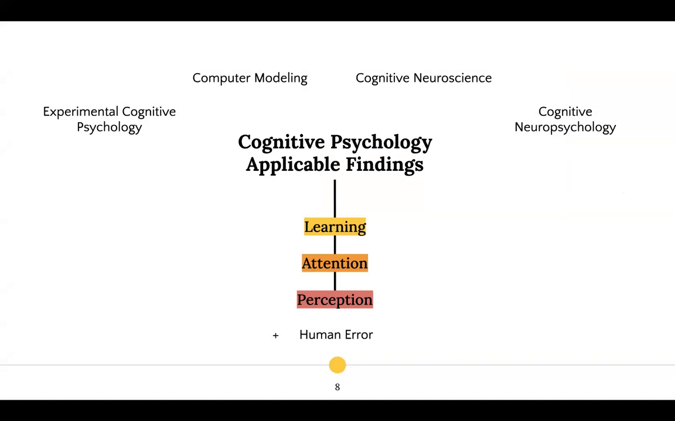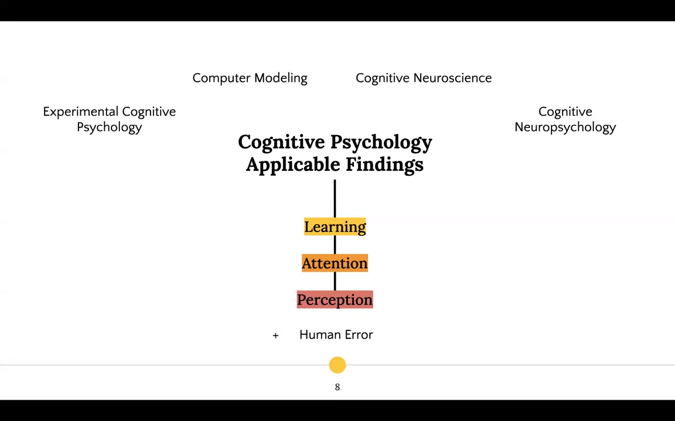And cognitive neuroscience, which tries to understand how the brain works from a neurological point of view. And then cognitive neuropsychology, which explores abnormal or injured human brains to see what kind of effects they produce. Yeah, that one kind of sounds scary, but it's one of the four. So using these different paths of investigation, we came up with these cognitive psychology applicable findings. These are the applicable findings for different designs or design patterns that I'm going to talk about later.